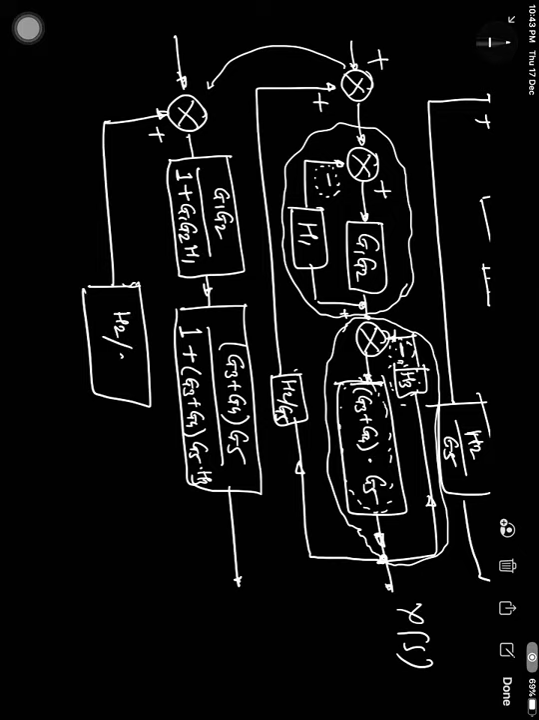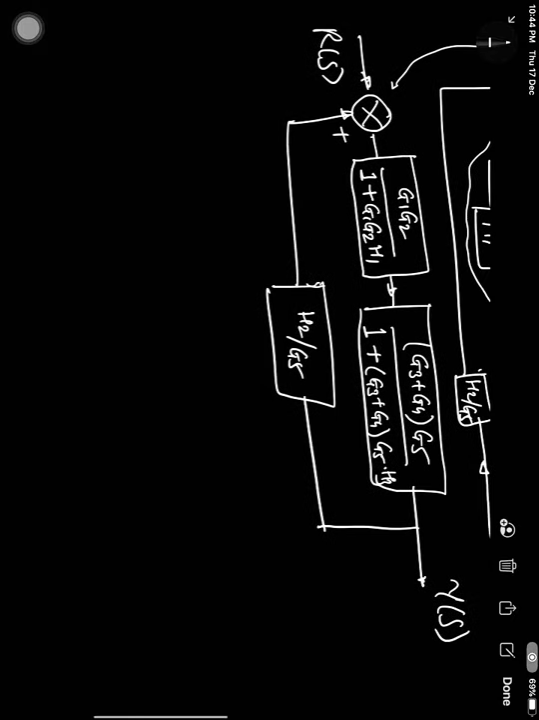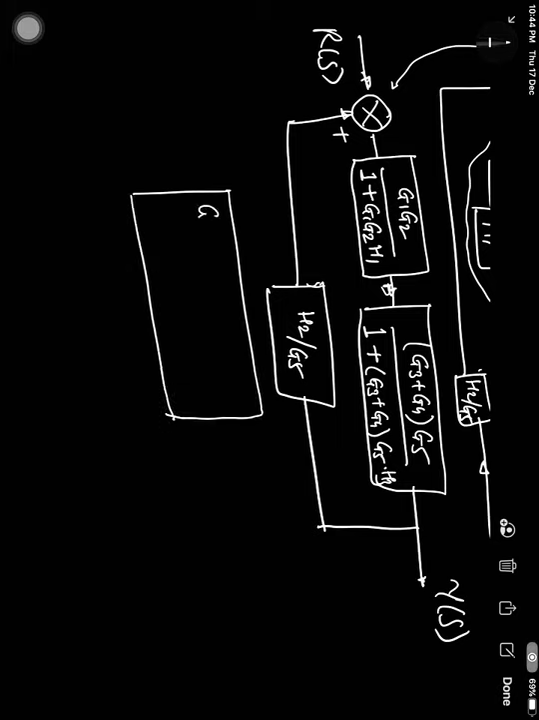H2 upon G5. The input was RS and the output was YS. The output was YS. I hope you are understanding it. Now the next, these are in series. Now you can see that this block has become a little bit complicated but not so difficult.